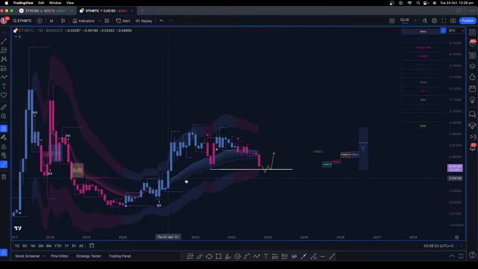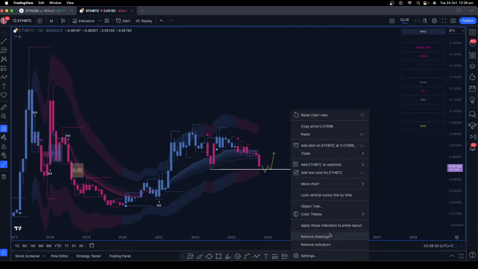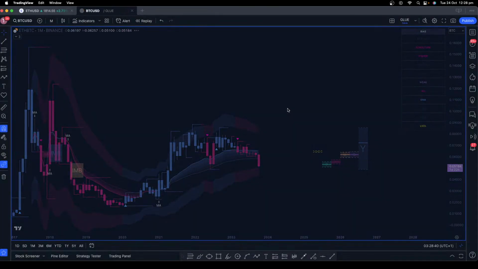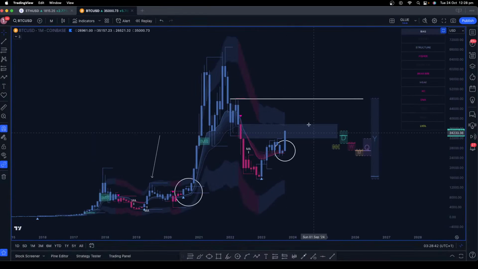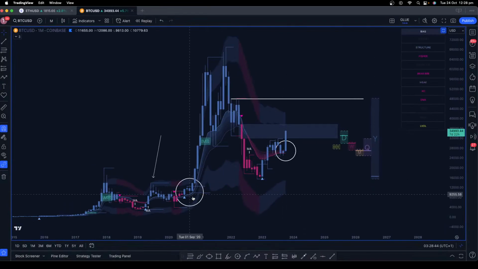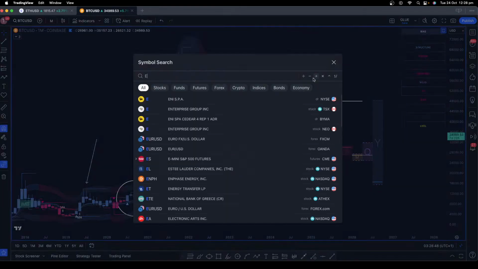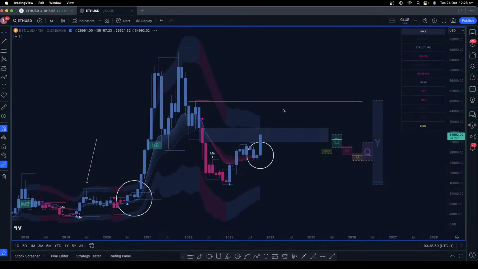But in my opinion, the bull market is not here right now. A bull market for me is not price moving up. This is not a bull market for me. Bull market is this. And you'll see it on multiple assets. You'll see it on ETH. ETH's a great example of it.